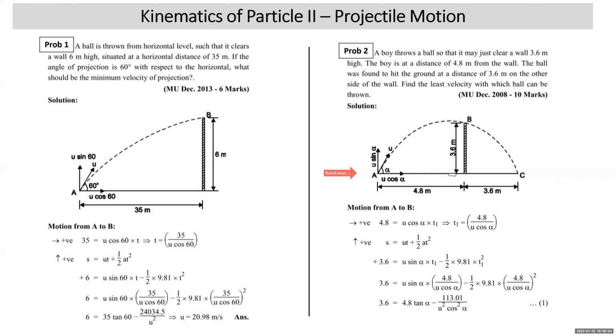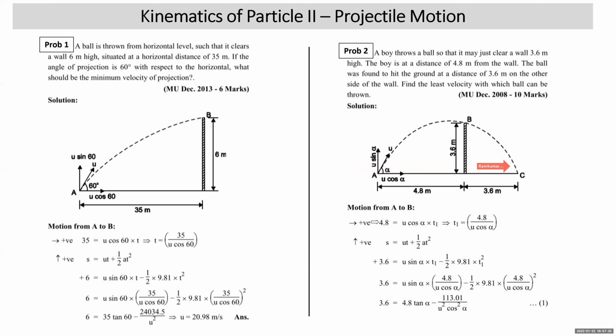At 4.8 meter away, you have a wall of height 3.6 meter. The projectile is thrown with velocity u at angle alpha. The dotted line is the path traced by the projectile. It just clears the wall of 3.6 meter height at 4.8 meter away, and then it hits the ground at a distance of 3.6 meter away from the wall on the other side. So here, students, we have two targets. One is B, which is well defined, and another target is C.